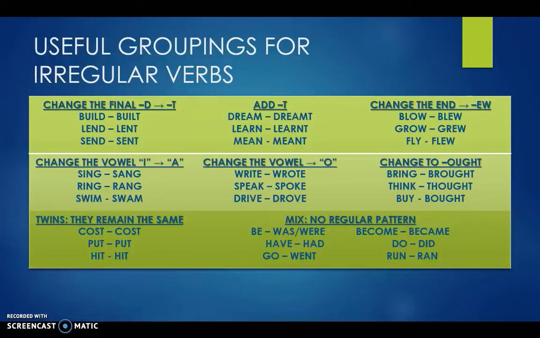The twin verbs are those verbs that remain the same, as is the case of cost, cost. And mixed verbs have no regular pattern. This is the case of be, was, were, or have, had.